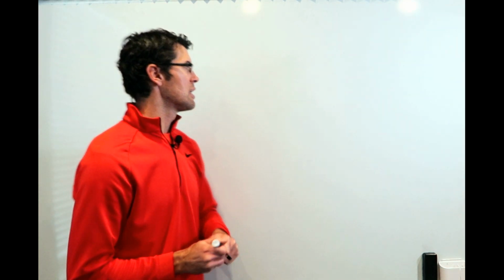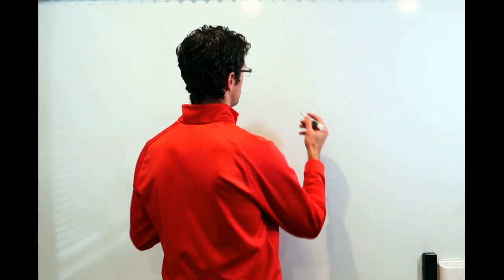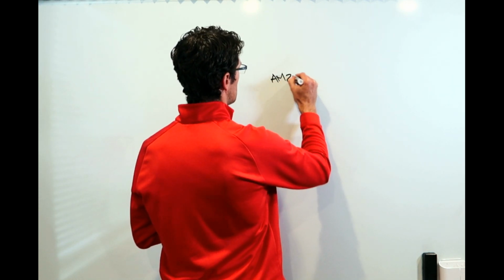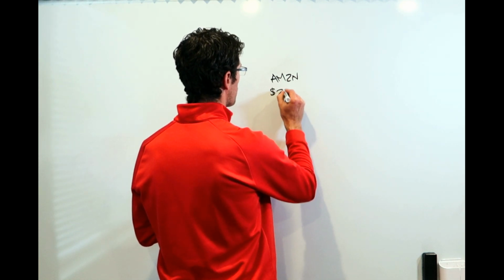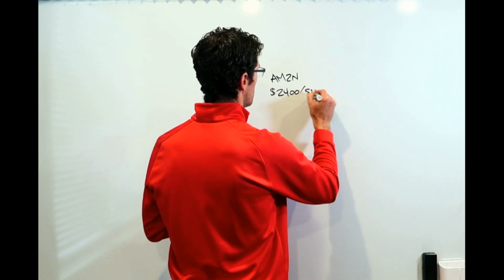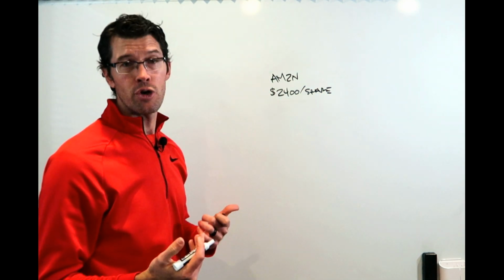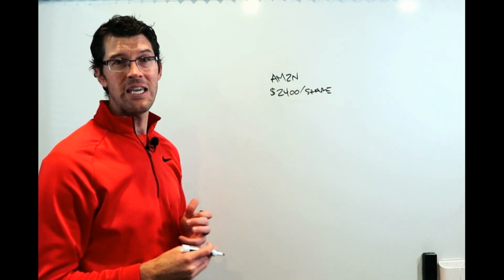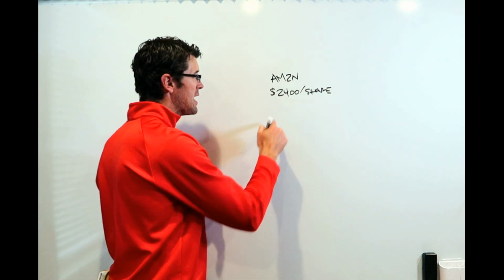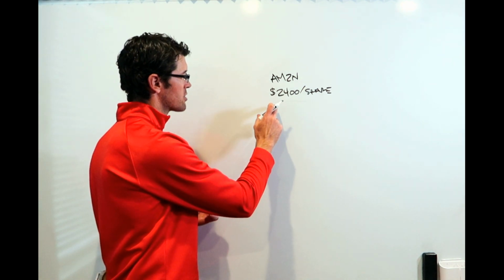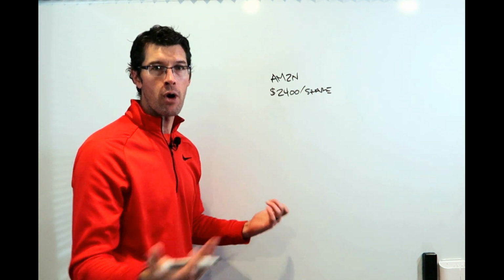Okay, so let's talk about buying. So let's say that we want to buy Amazon. So Amazon, let's say it's trading at $2,400 per share. Okay, now Wall Street is open from 9:30 a.m. Eastern Time to 4 p.m. Eastern Time. So we can trade inside that window. We can trade from the hours of 9:30 to 4. That's when the market is open.